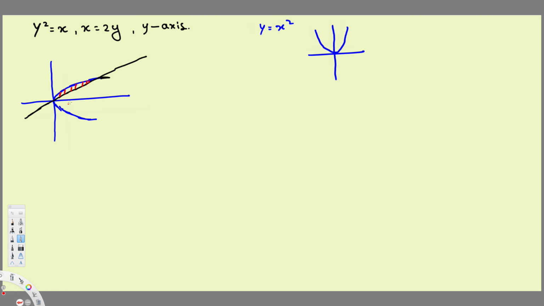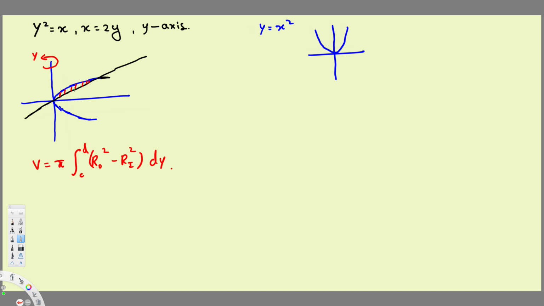Whenever we have two curves, we use this equation to find the volume. That is, V equals, since this is rotating around the y-axis, we use pi times the integral of outer radius squared minus inner radius squared. Since this is rotating around the y-axis, we have to write everything in terms of y, so this is going to be dy, right? So let's see how we can find the outer radius and inner radius.